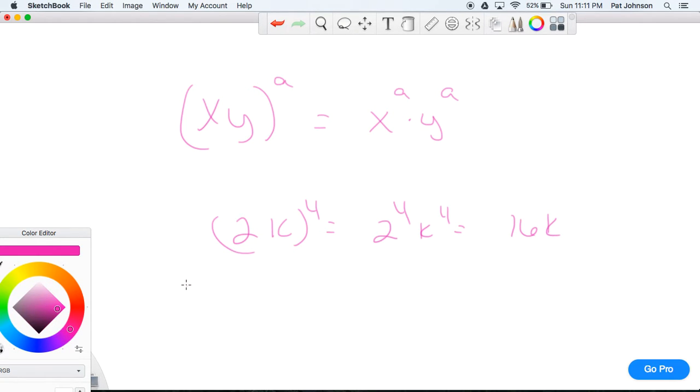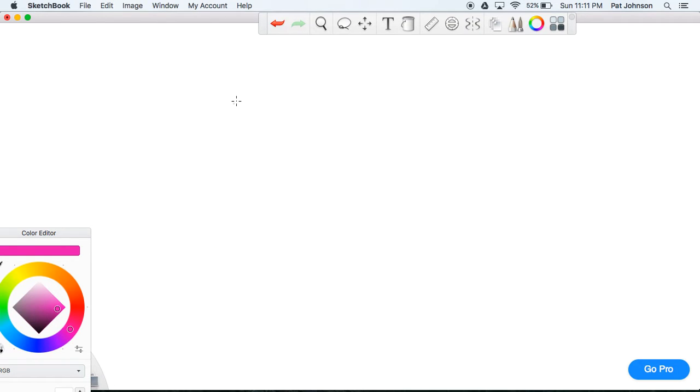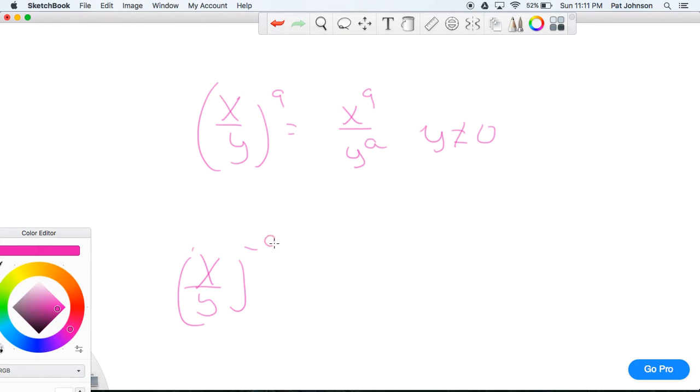I can do the same thing for a quotient. So if I have x over y all raised to the a, I can say x to the a divided by y to the a. And y cannot equal 0. All right. I can also say x over y to the negative a is equal to y over x raised to the a. I simply use the definition, change this to positive and change this to the multiplicative reciprocal.